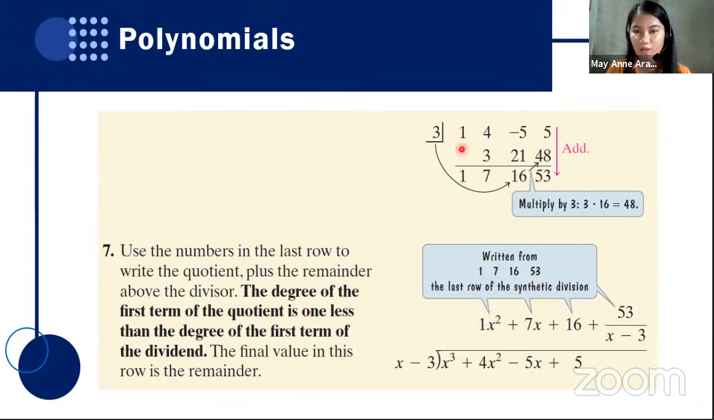So, you just bring down the first. So, you have 1, multiply. 1 times 3 is 3. Then add 4 plus 3 is 7 times 3 is 21. Subtract 16 times 3 is 48. Then add 53. So what will happen?